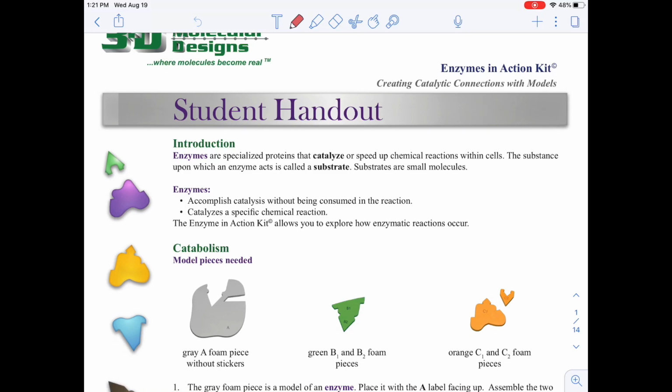Today's lab isn't a traditional lab that you might think about. It's actually using foam pieces to model or act out what happens when we use enzymes. So it should be pretty easy to follow along. If you have any questions, just make sure you reach out to your biology teacher.